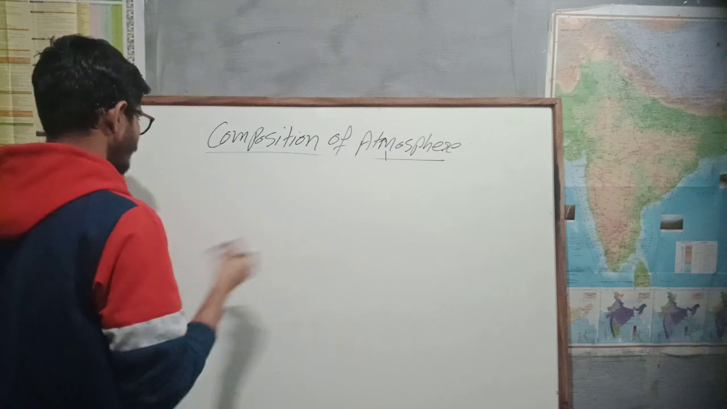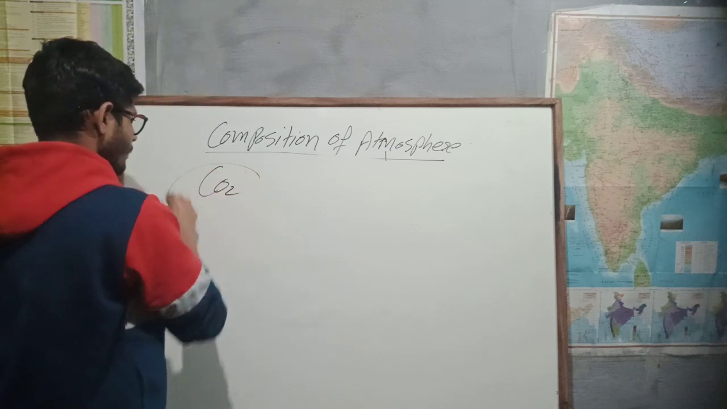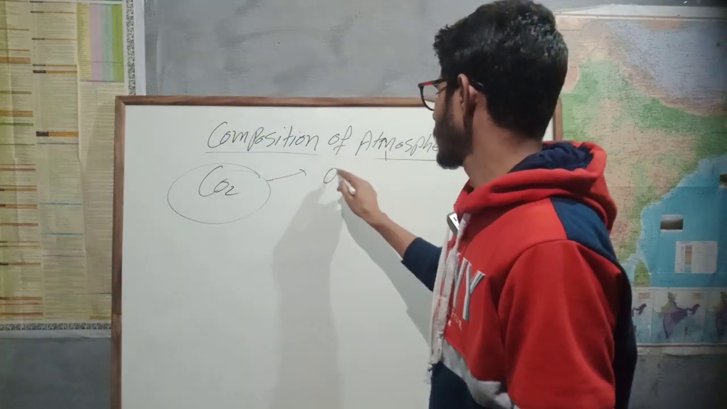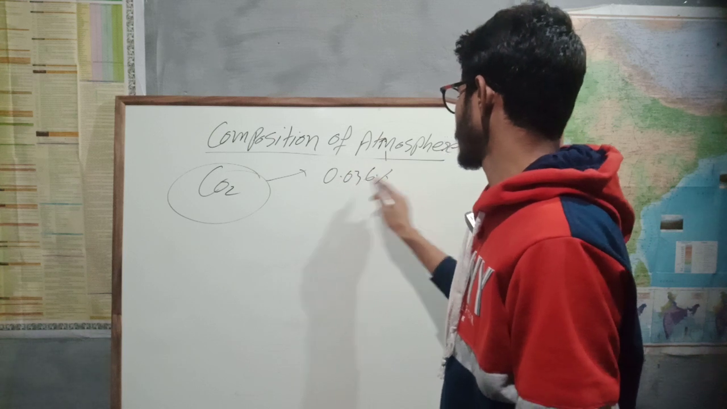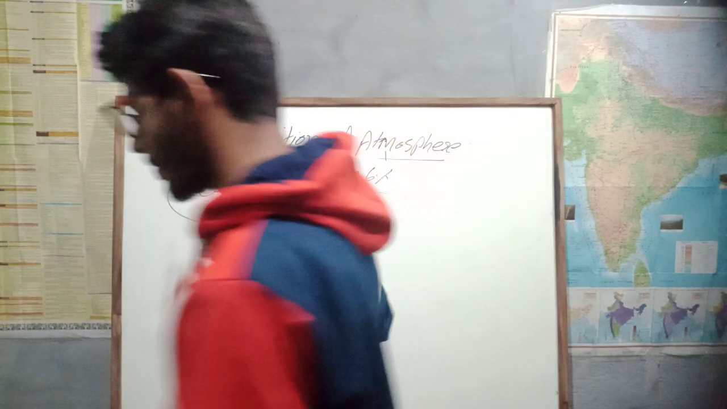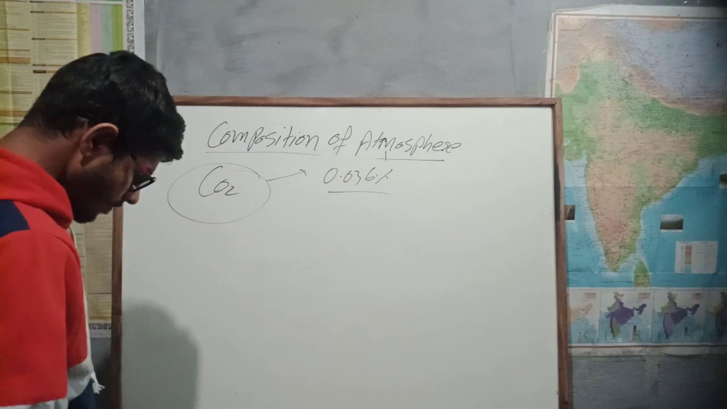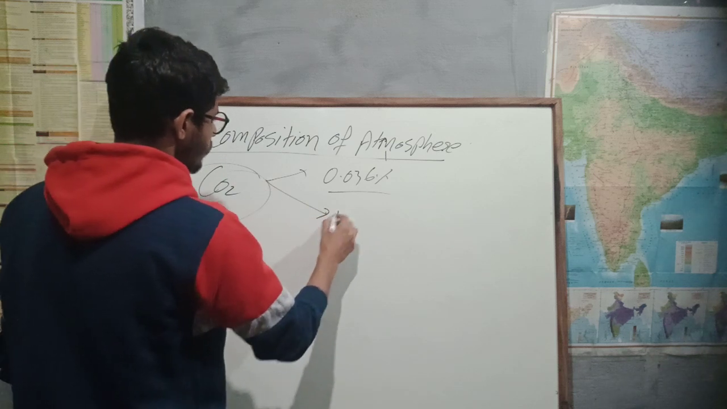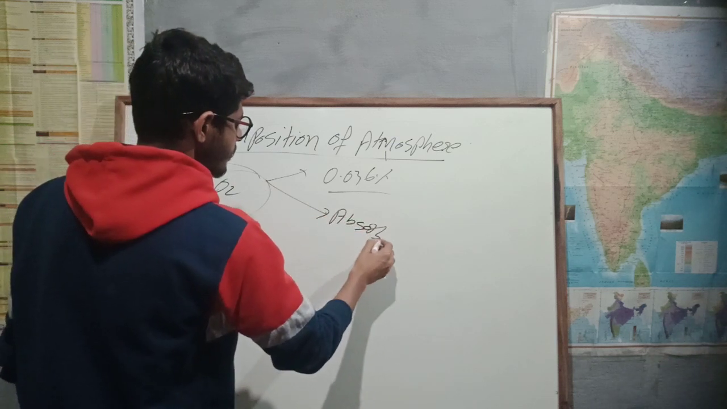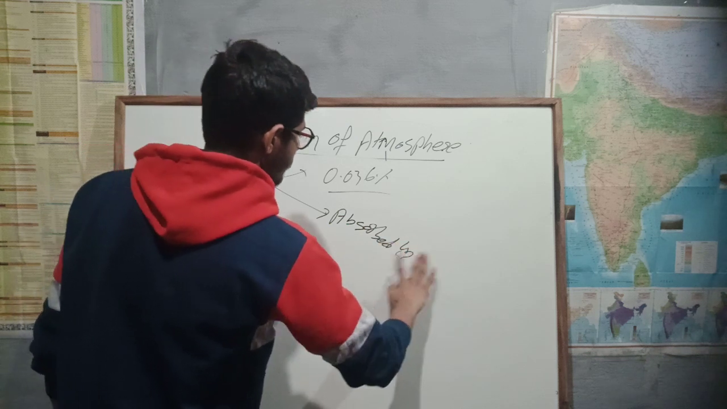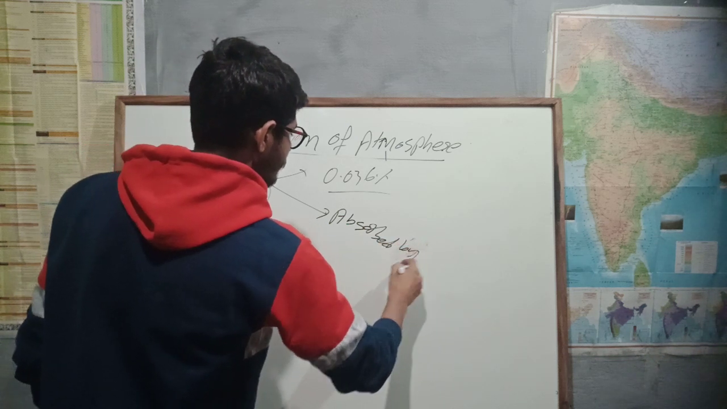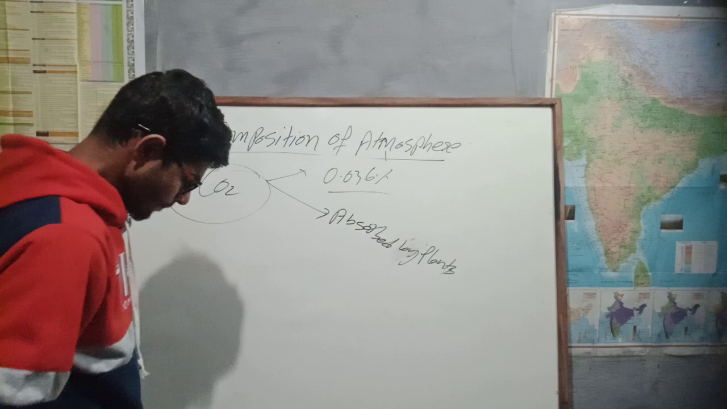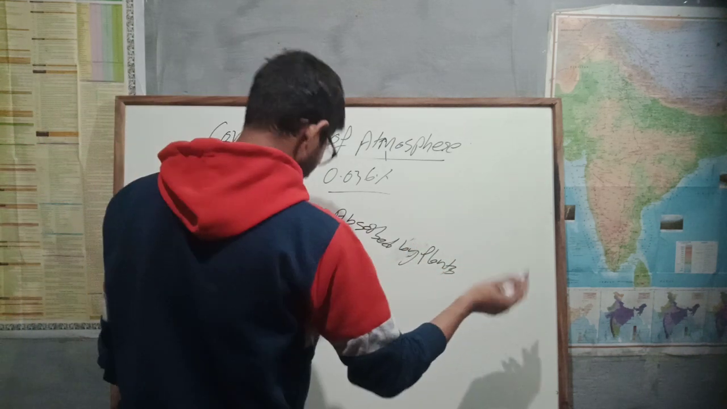CO2. What's the percentage? We know that it is 0.036%. What else? It is absorbed by plants during photosynthesis, right?